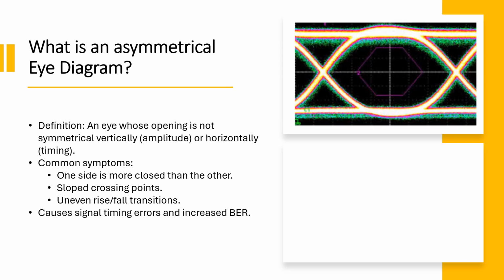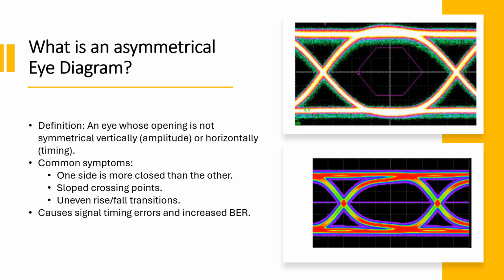As I have provided the diagram on the right, this is a symmetrical eye diagram. If you divide it on a vertical level, the left side looks exactly like the right side. But if you look at the diagram on the bottom, you will see the transition time has changed. Let us divide that in half and see the difference between a symmetrical and an asymmetrical eye diagram.